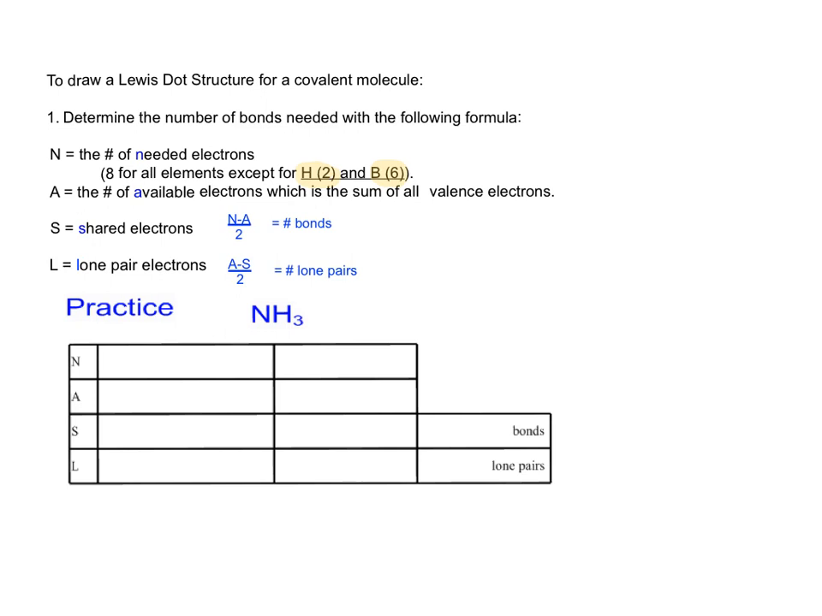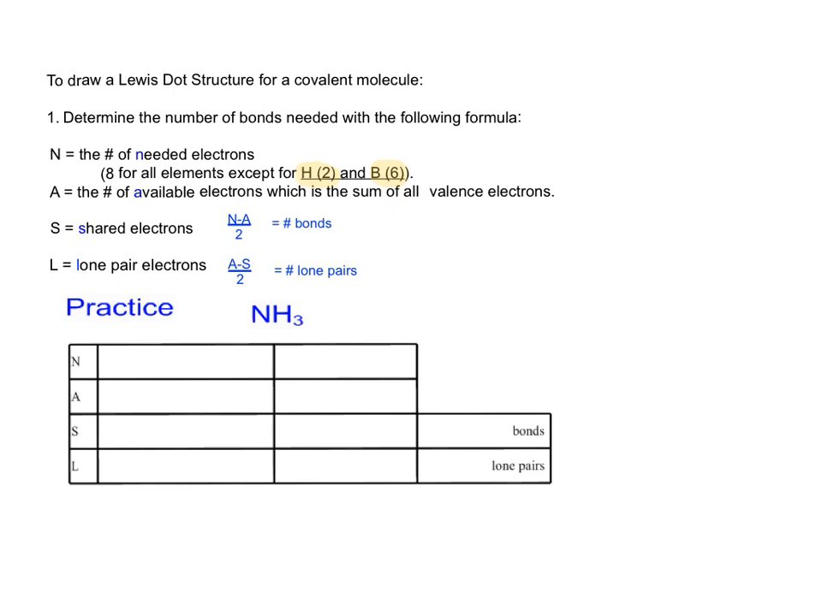A stands for the number of available electrons, which is the sum of all of the valence electrons. So now we can just use our periodic tables, look up how many valence electrons they actually have available that are possible to bond. S stands for shared, so we get this little formula. It's how many were needed, subtract out how many are actually available. Since that's the number of shared electrons, and we know there's two per bond, we divide by two to figure out the number of bonds.